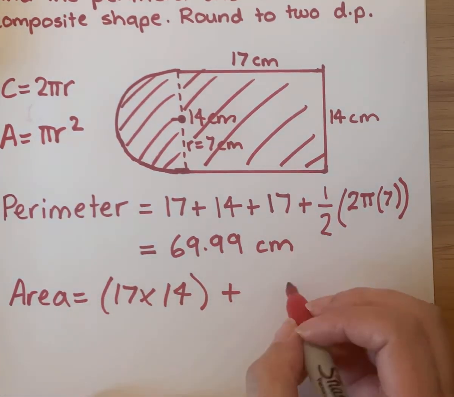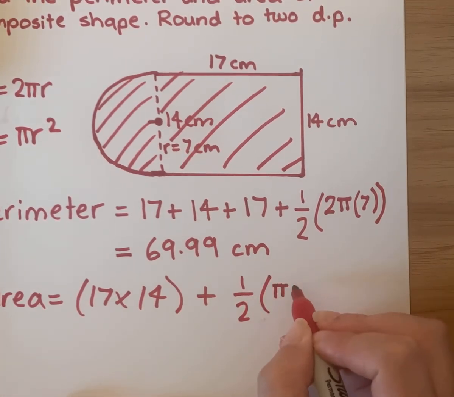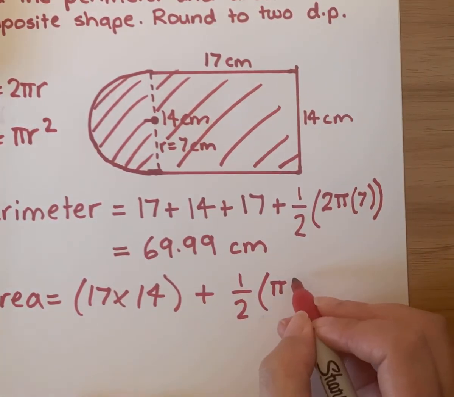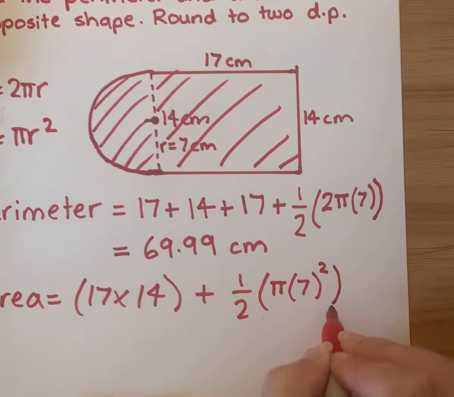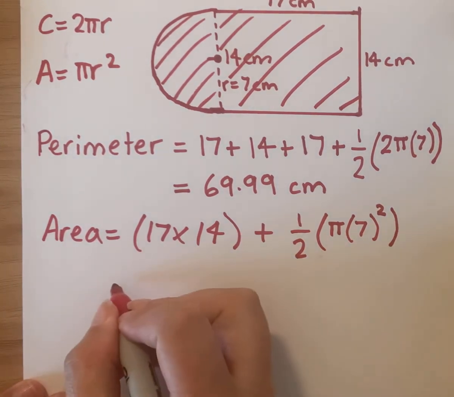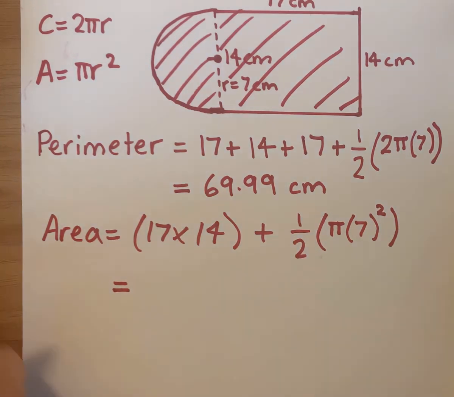So our formula is going to be a half of pi. Now what's our r? Our r was 7. It's still the same radius. Pi 7 squared. And now we've got all numbers here, we can just evaluate that on a calculator. All we did was the area of the rectangle plus the area of the semicircle. So 17 times 14 plus a half of pi times 7 squared.